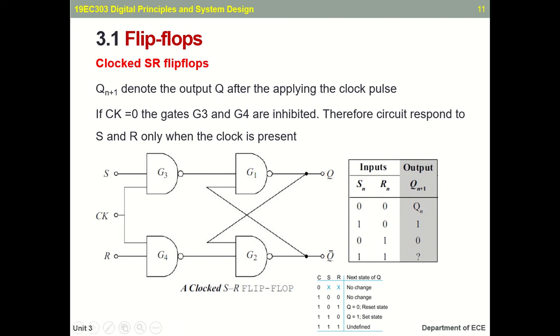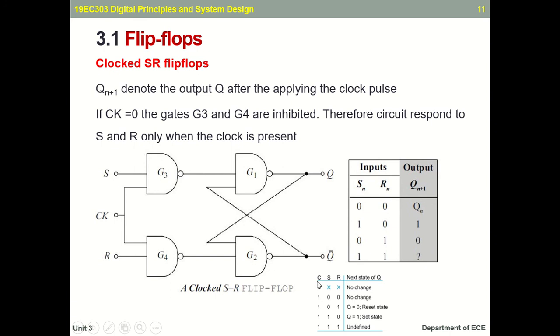Now, only when S and R are 0 and 0, this is called the no change state. If S is equal to 1 and R is equal to 0, then the output will be equal to 1, and the flip-flop is said to be in the set state. When S is equal to 0 and R is equal to 1, the flip-flop is in the reset state. When both are equal to 1, it is an indeterminate state. As the name itself indicates, this is the clocked SR flip-flop.